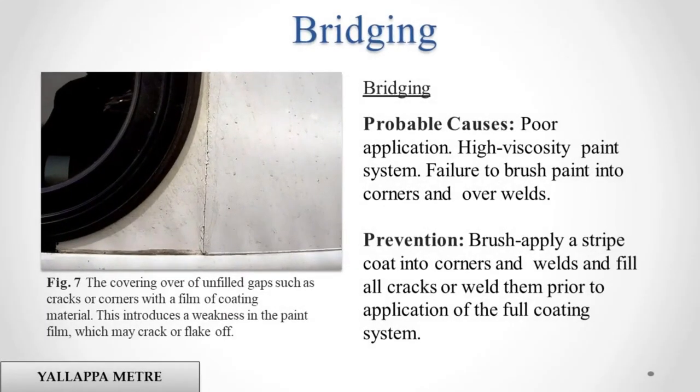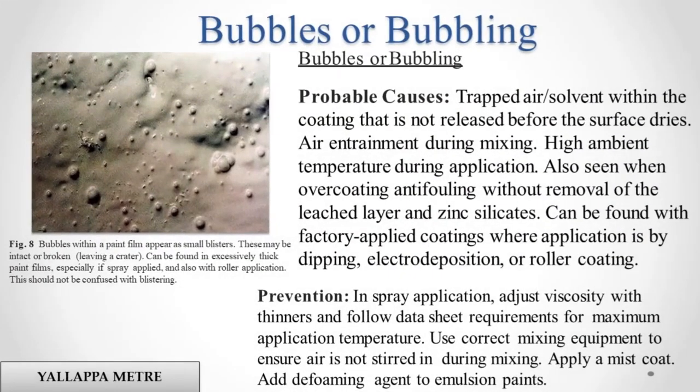Bridging. Probable causes: poor application. High viscosity paint system. Failure to brush paint into corners and over welds. Prevention: apply a stripe coat into corners and welds and fill all cracks or weld them prior to application of the full coating system.